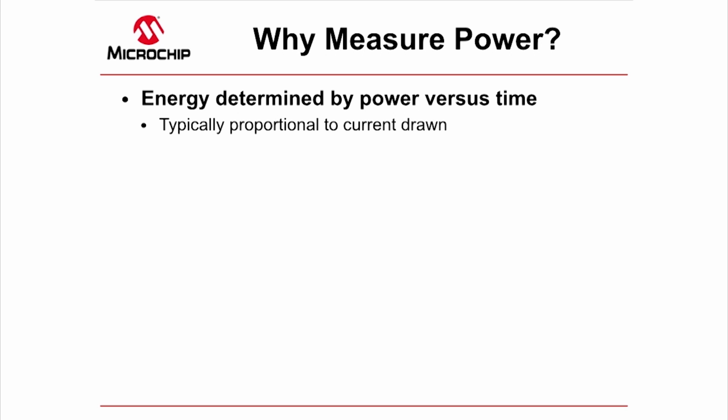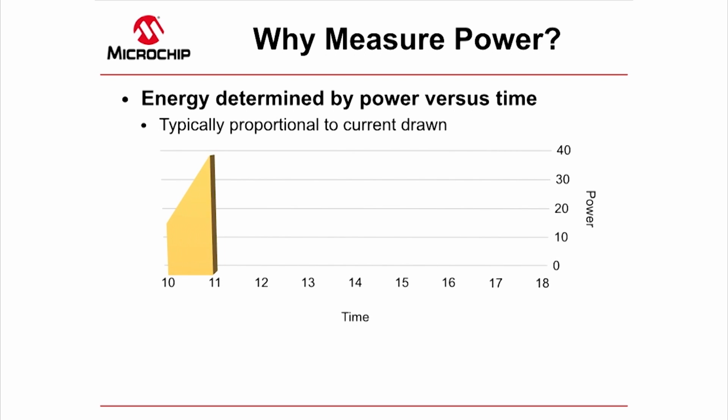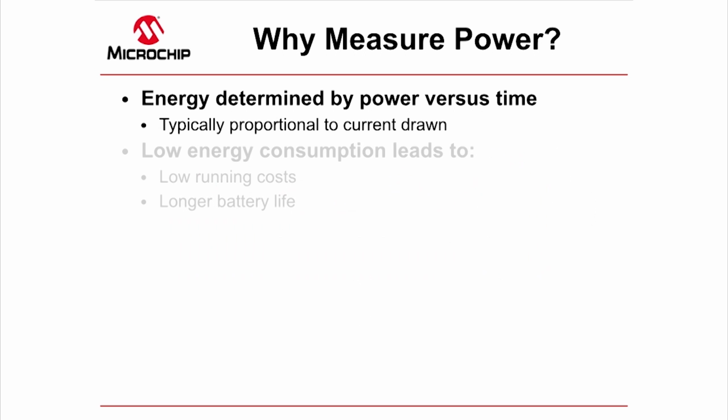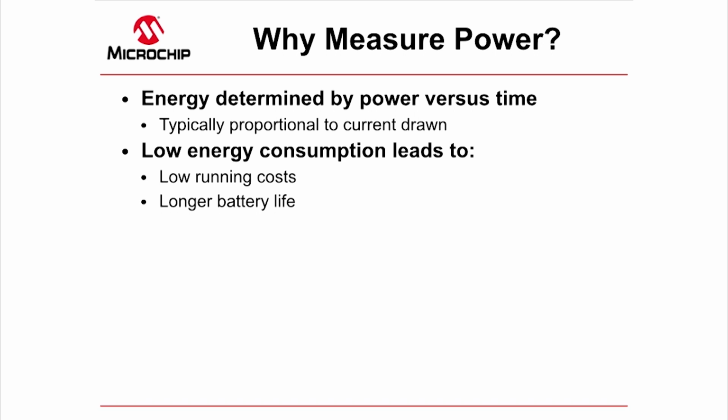It is actually energy consumption that is critical for embedded projects that require low running costs or that are powered by battery. But the energy figure is determined from the power being consumed and how long this consumption takes place. If the supply voltage remains constant, then power is proportional to the current drawn by the hardware. Being able to measure current, therefore, is extremely important and enables a product's battery life or running costs to be estimated.